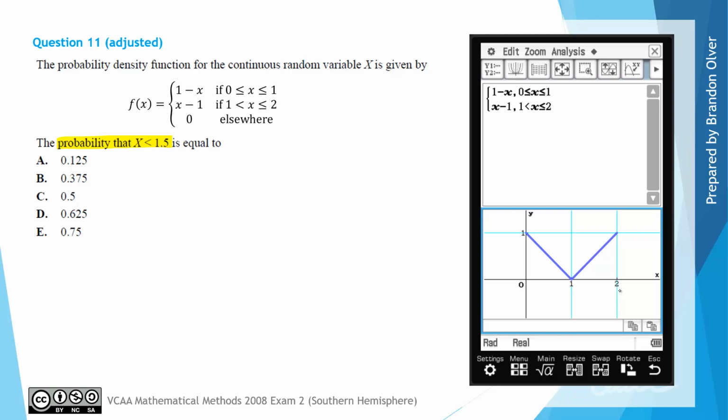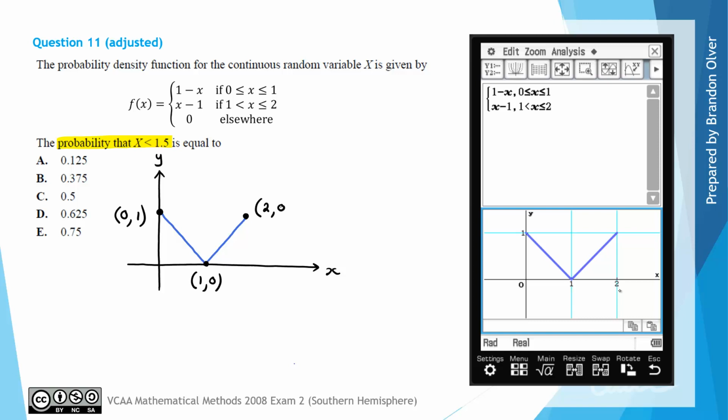Having a look at what the calculator gave, I'm going to sketch this out on a set of axes so that we can annotate it. So the probability density function looks something like this. I didn't find all these points on the calculator, but you could have used the analysis G-Solve menu to find these. This point here is going to be at 0, 1. This point here is at 1, 0. And the endpoint up here would be 2, 0.